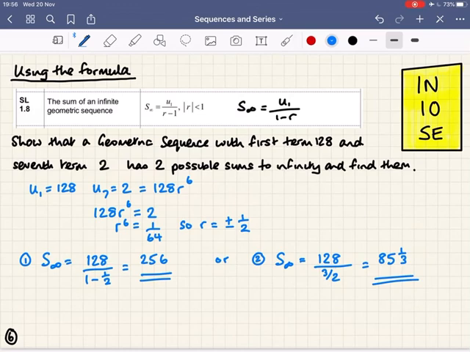So there are a few questions playing with the formula, working backwards and forwards. Hope you found that useful. This is the idea that a convergent series tends towards a sum to infinity, and there at the top is the simple formula, not the one on the formula sheet, that you should use.